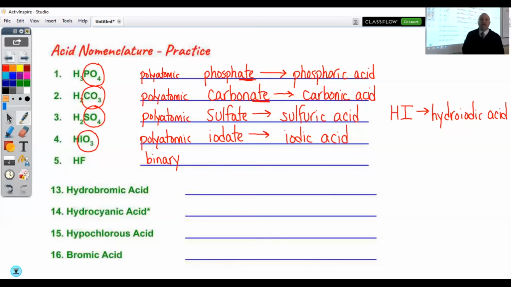Okay, let's take a look at our last binary example. So a binary, remember, we're going to use that formula, hydro, and then something, IC, acid. And in this case, we have the element fluorine, so this is going to be hydrofluoric acid, hydrofluoric acid.